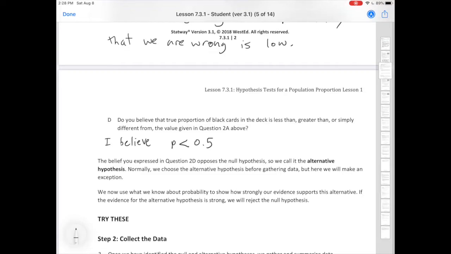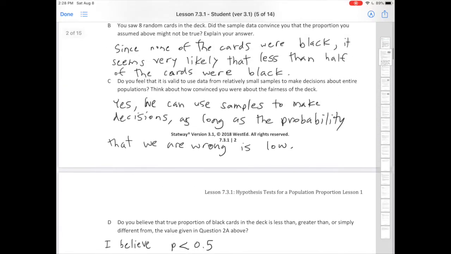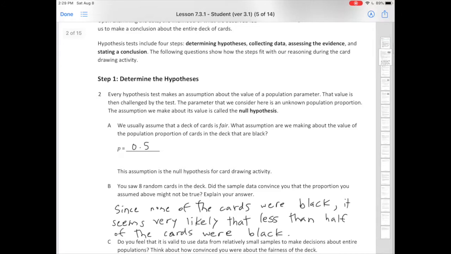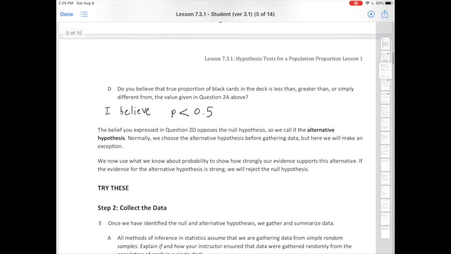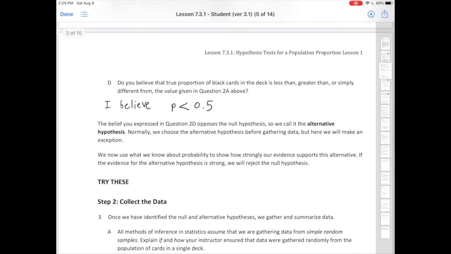The belief you expressed in question 2D opposes the null hypothesis. Okay, do we understand what that means? It opposes it. This is contradictory, right? Our null hypothesis says that P is equal to 0.5. However, now we're saying that we think P is less than 0.5. So this is a contradiction to the null hypothesis, and so we call this the alternative hypothesis.